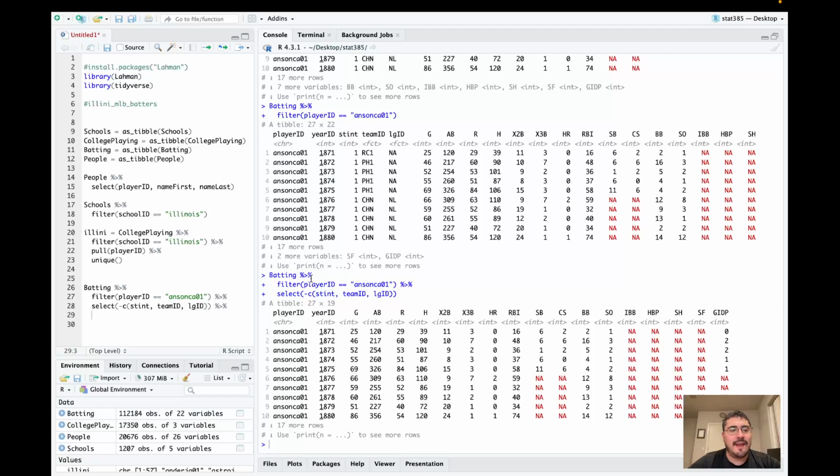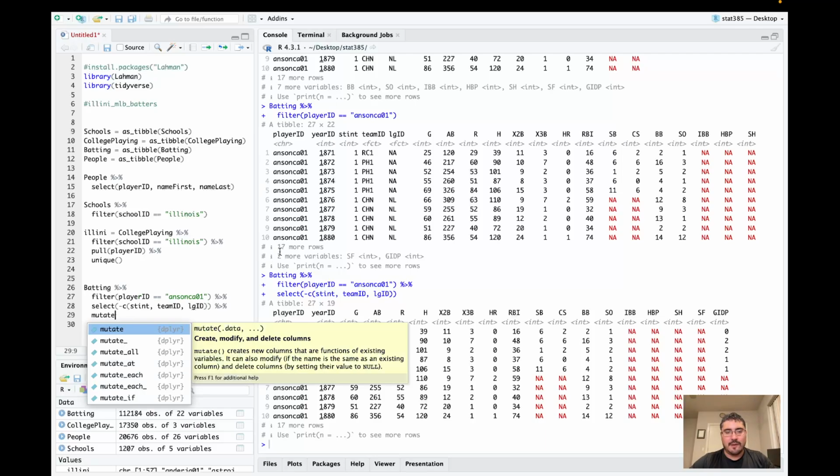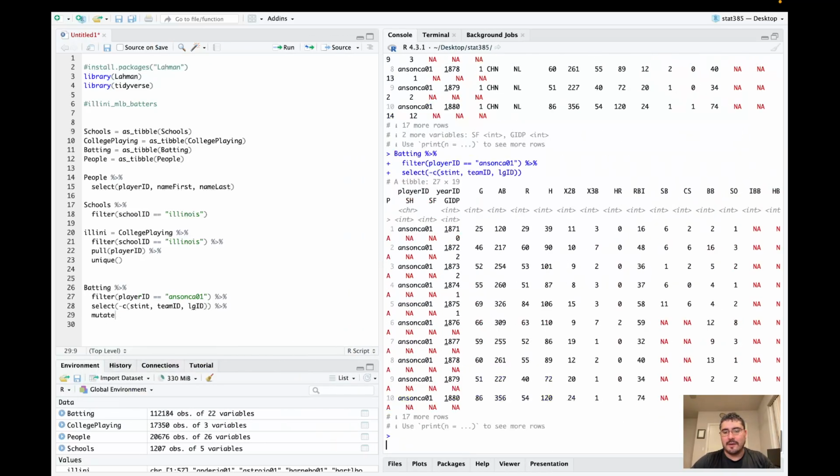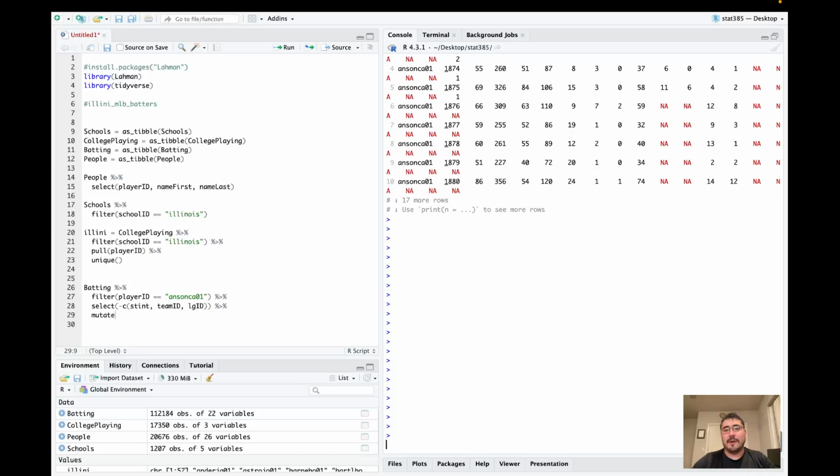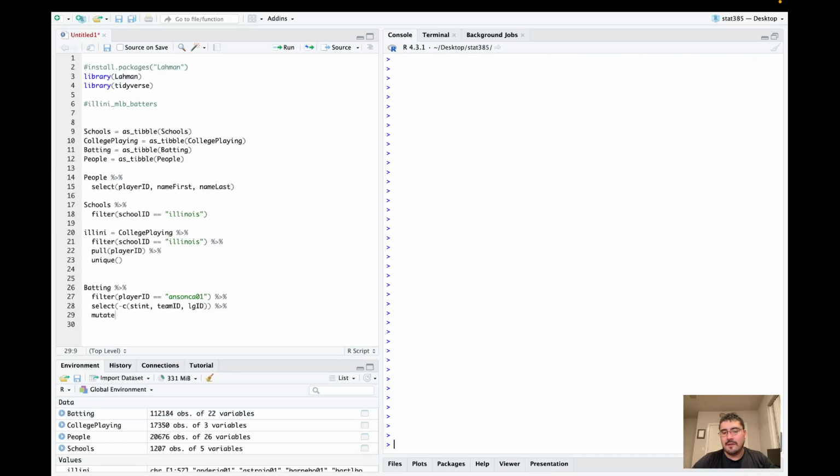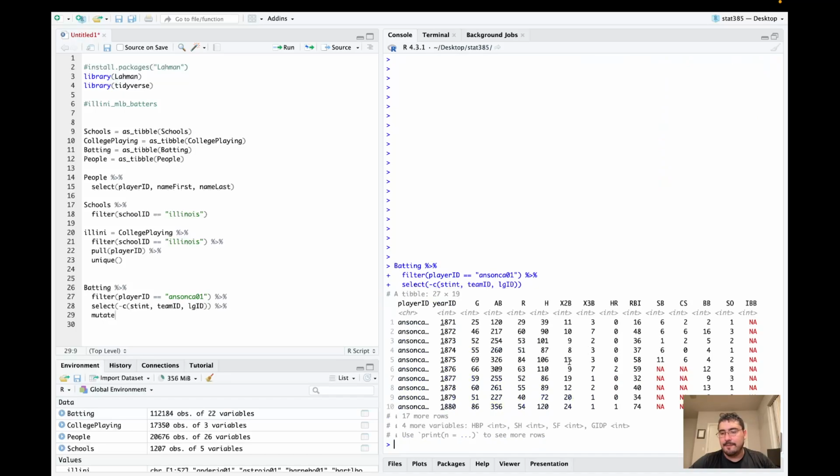So this is a nice trick here. What I'm gonna do, oh wait, that's really ugly. Want that off my screen. Okay, so I'm going to mutate. I'm gonna get rid of all these NA values, and I'm gonna replace them with 0. Across G, and I think it goes all the way to, okay, so games, all the way to ground into double play.